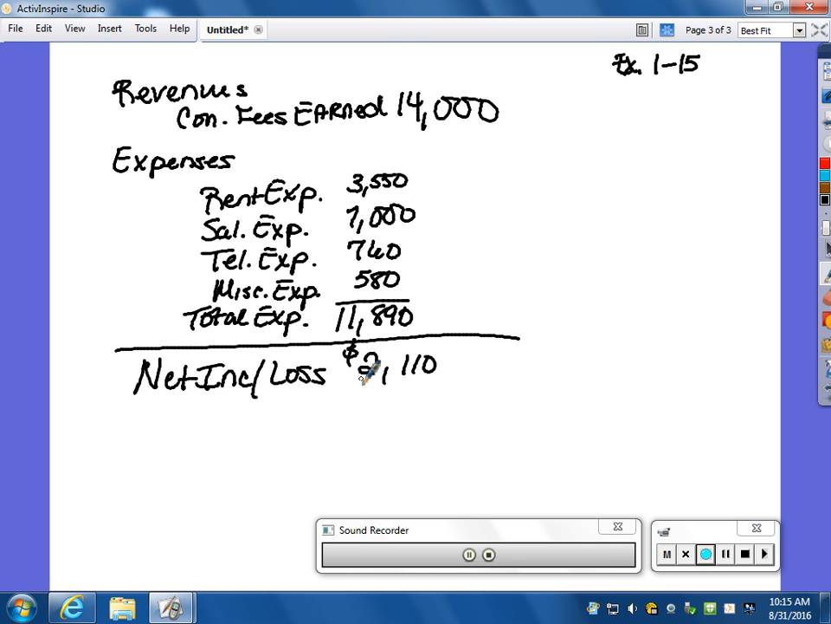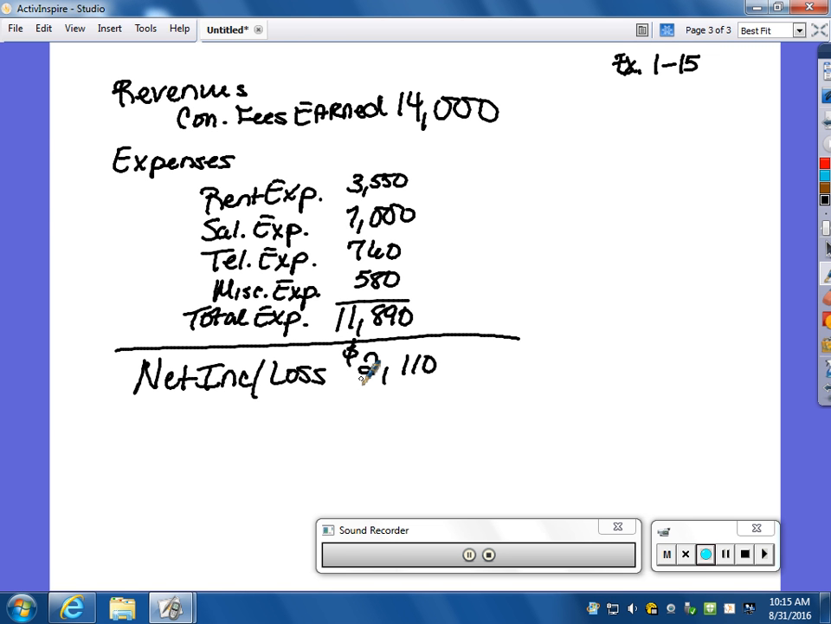Does everybody have this one? We good? We took total expenses and subtracted it from what? 14,000, total revenues, to get net income or net loss. In this case, it's net income.